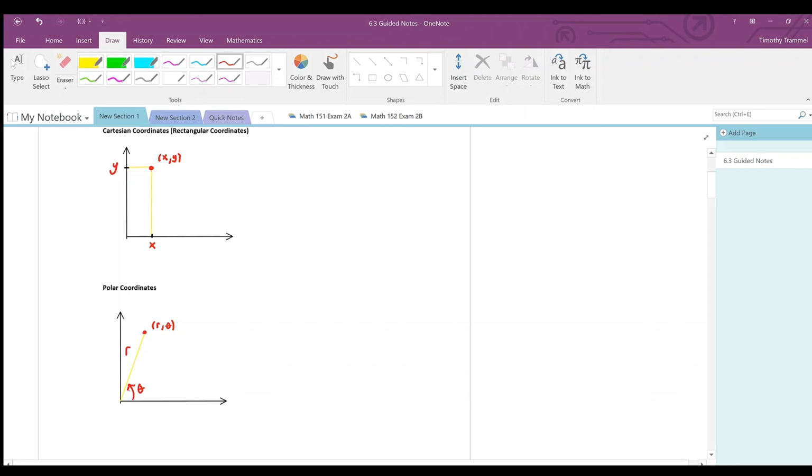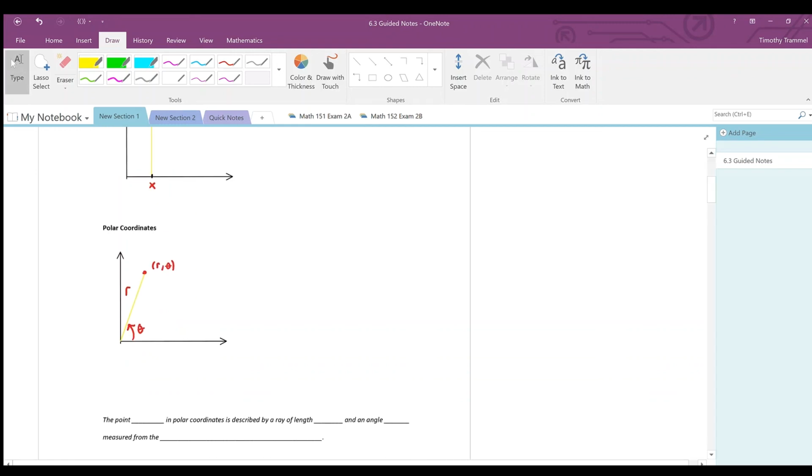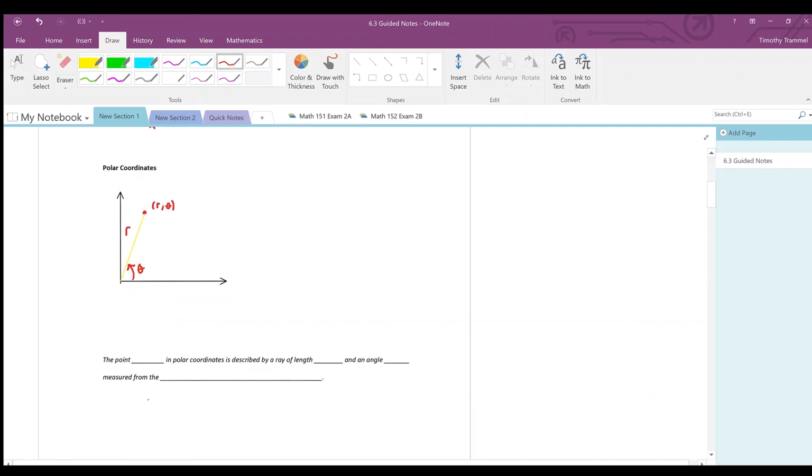Just like when we're thinking about our trig functions and how we define them using the unit circle, we always measure that angle theta off the positive x-axis, and we're going to do the same thing here. And so we'll fill this in. The point r comma theta in polar coordinates is described by a ray of length r and an angle theta measured from the positive x-axis.